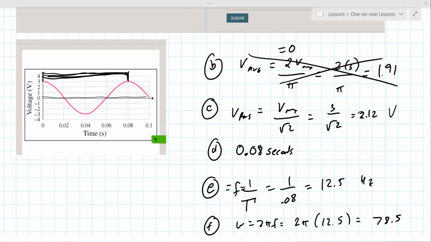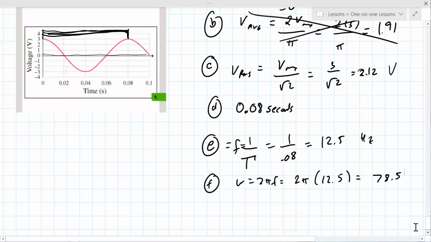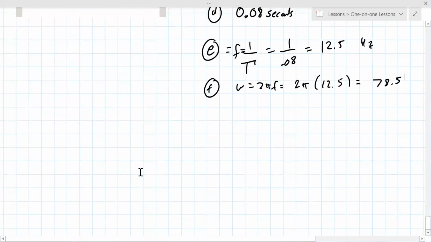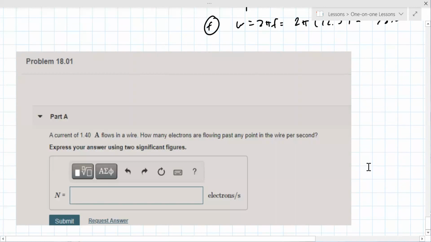All right. On to 18.01. Okay. Let's see. I wonder if that's part of the original one here. Yep, there it is. 18.01. All right. A current of 1.4 amps flows in the wire. How many electrons are flowing past any point in the wire?